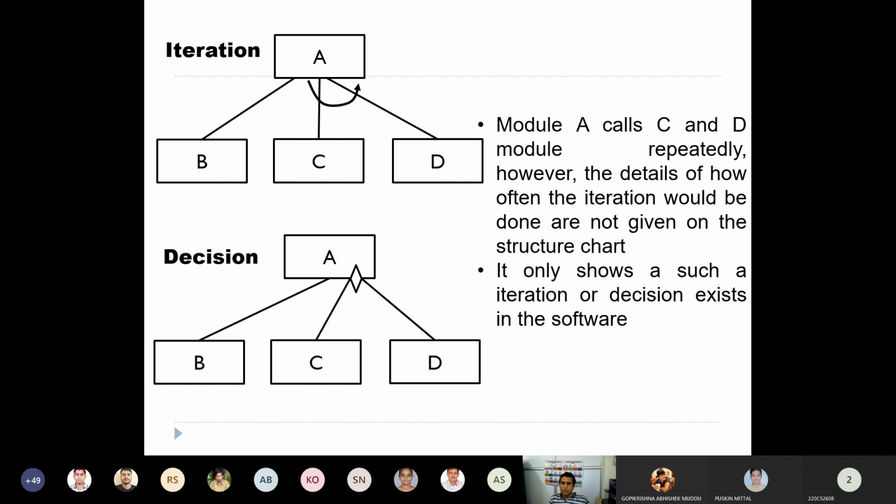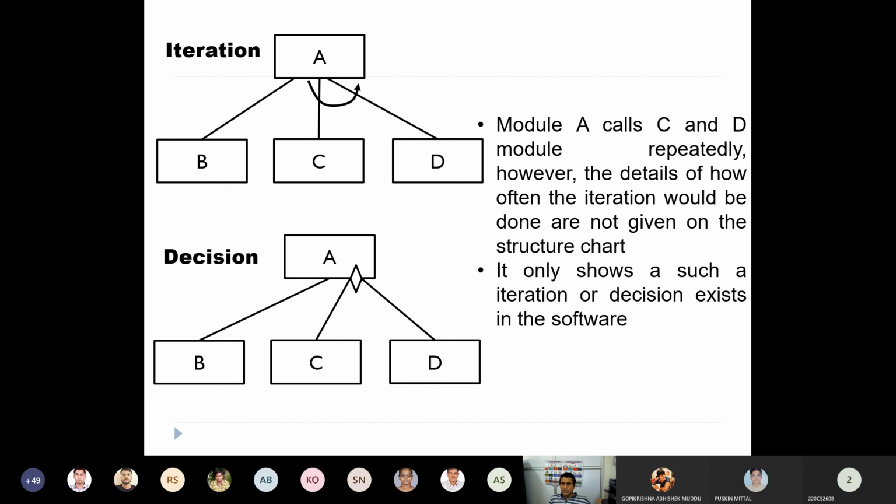However, the details of how often the iteration would be done are not given on the structure chart. That means the structure chart will only show that module A is going to call C and D several times, repeatedly, but how many times it is going to call, that will not be mentioned here. Similarly, decision making can be represented through a diamond symbol.